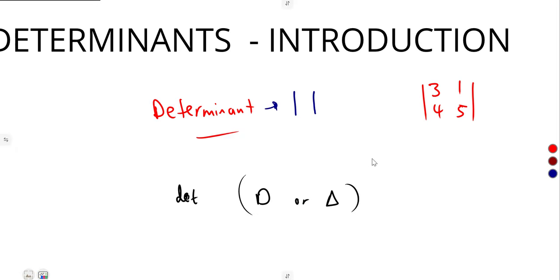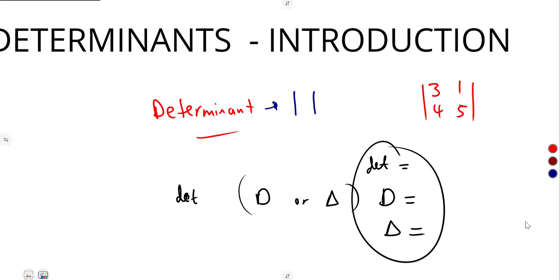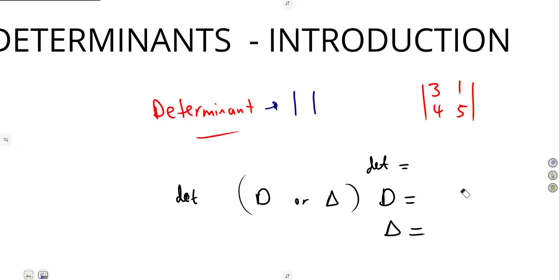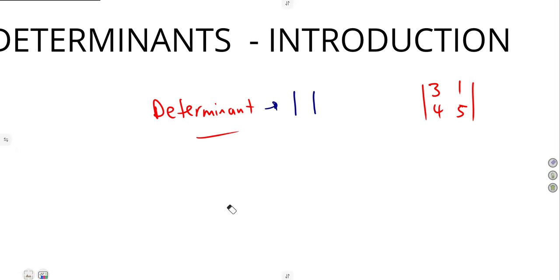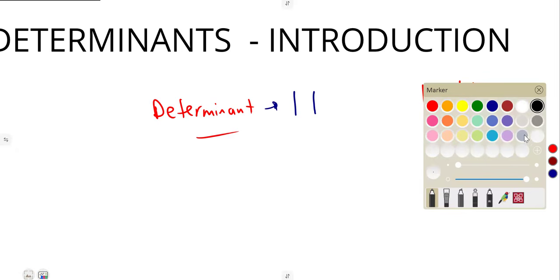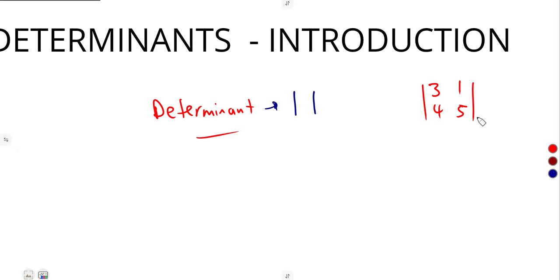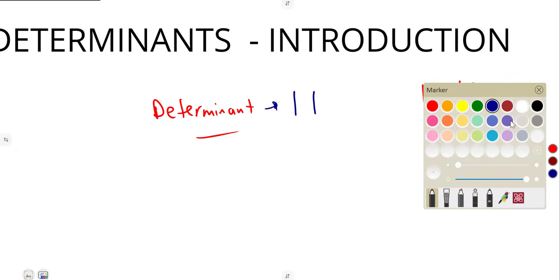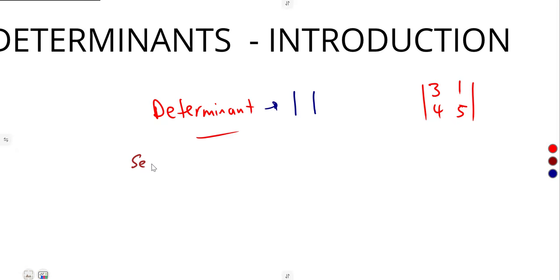So if I want to find the determinant of a certain matrix, I can just write determinant is equal to what I calculate. Or I write D is equal to what I calculate. Or delta is equal to what I calculate. These are notations that we can use in short to represent the determinant. All right, so like I said, we are going to focus on the second order for this class. So let me write this one, the second order determinants.